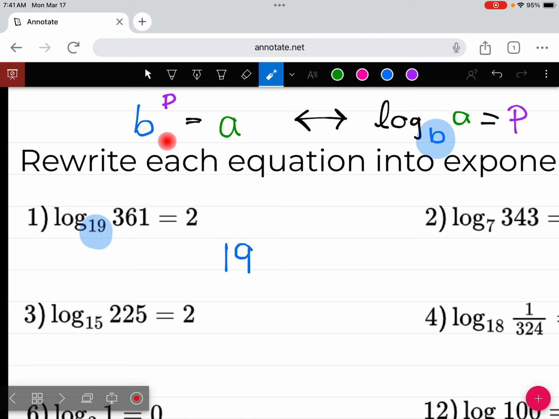When I'm writing it in exponential form, the next piece I want is my power, the P. Power is over here. Power is going to be 2. So this is 19 squared. That's going to equal my argument, A, this guy in here, this 361. So what log base 19 of 361 equals 2 means is that 19 squared equals 361. They mean the same thing. It's just taking our power and making it be a mainline number.